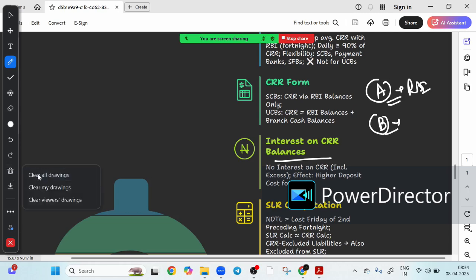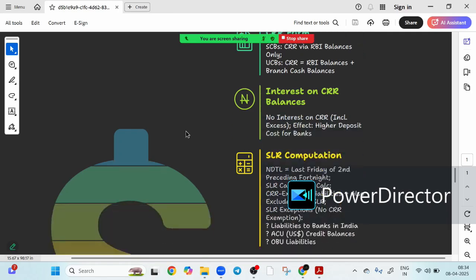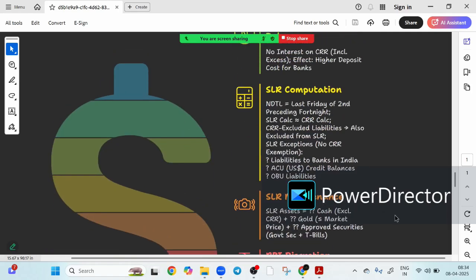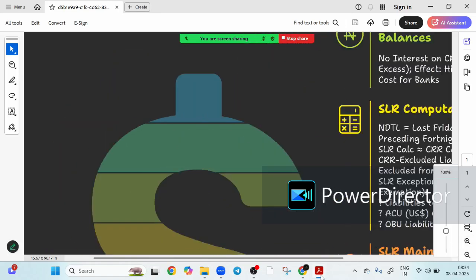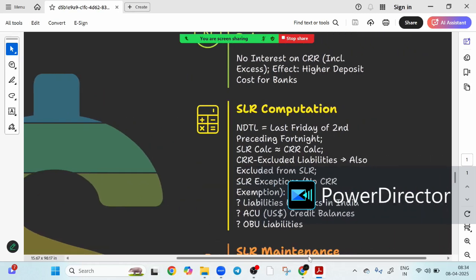Now if you look at the SLR composition, that is the statutory liquidity ratio. Here you can see all the important points regarding SLR. Let me zoom a little bit so that the picture becomes very clear to you. All the things have been taken from the Macmillan book. This is the condensed form of the Macmillan book. It helps you revise all the things very fast and efficiently, and you should focus 80% of your time on numerical solving and attempting MCQs.